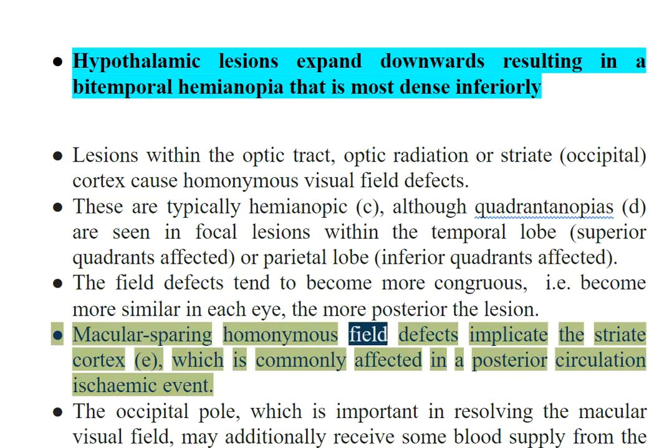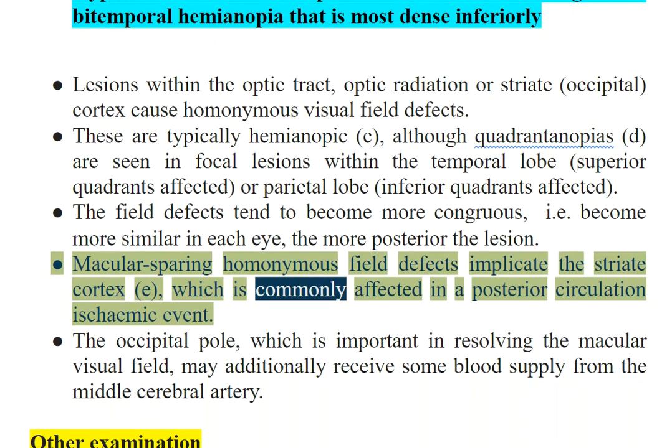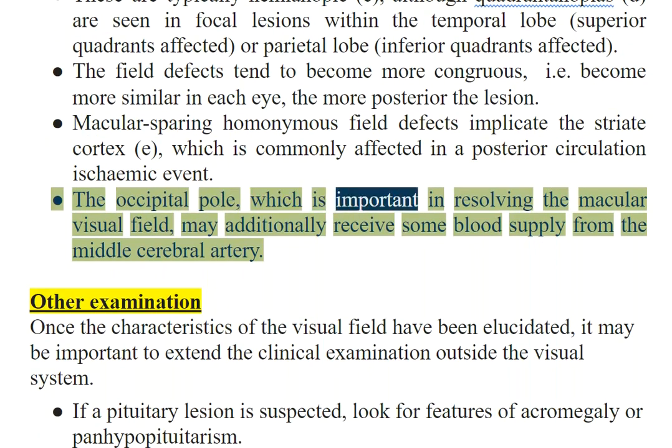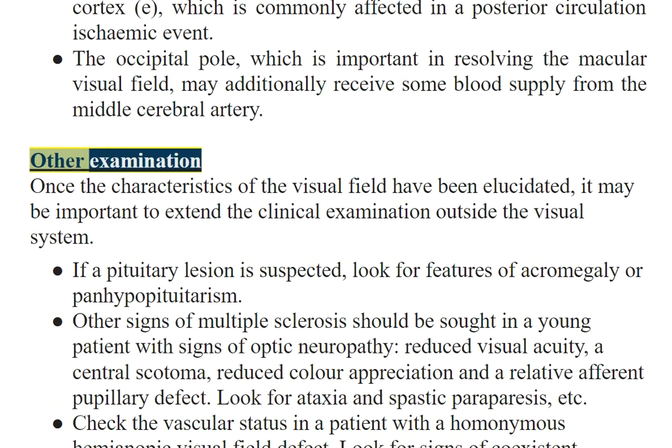Macular-sparing homonymous field defects implicate the striate cortex, E, which is commonly affected in a posterior circulation ischemic event. The occipital pole, which is important in resolving the macular visual field, may additionally receive some blood supply from the middle cerebral artery.